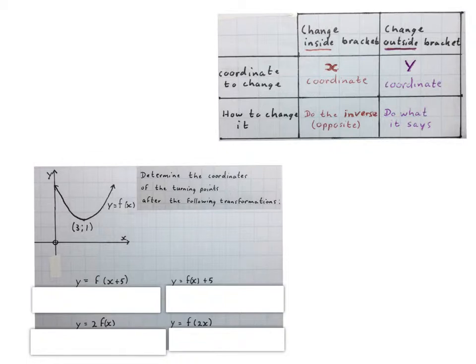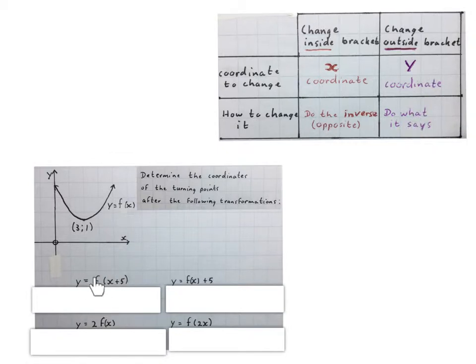So the table says if there's a change inside the bracket, the coordinate to change will be the x coordinate. And how will it change? It will change by doing the inverse. The next one says if there's a change outside the bracket, the coordinate that will change will be the y coordinate. And how will it change? We will do what it says.